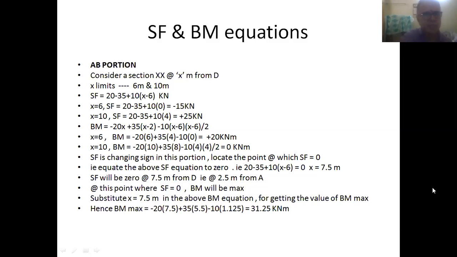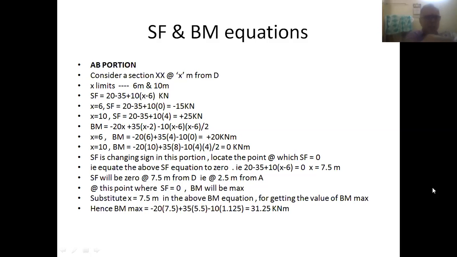This force is acting in upward direction. It will result in anti-clockwise moment, so we are putting a plus symbol. And again, the UDL is acting in downward direction. It will result again in clockwise moment, so you are putting a minus symbol. So minus symbol, plus symbol, and again minus symbol. Minus symbols for clockwise moments and plus symbol for anti-clockwise moments.